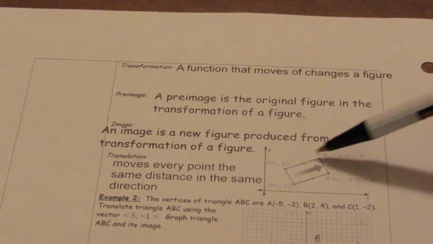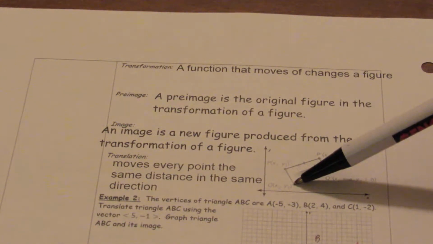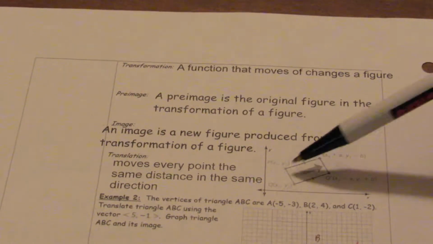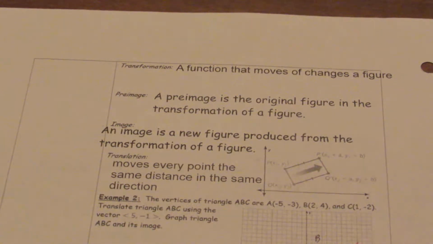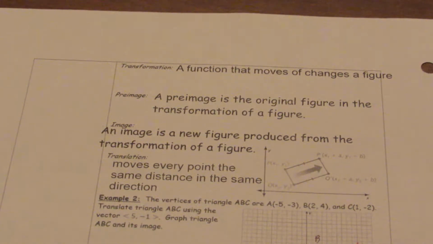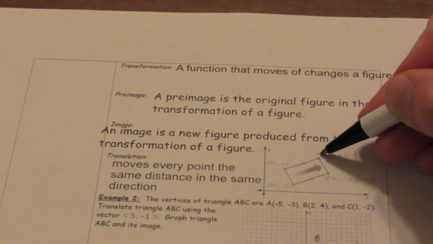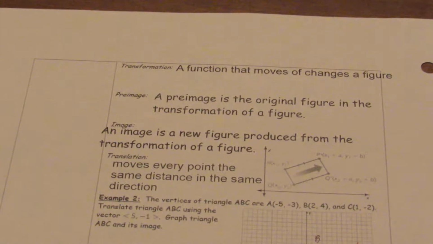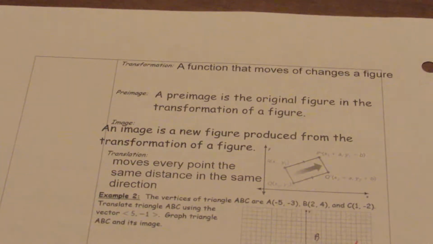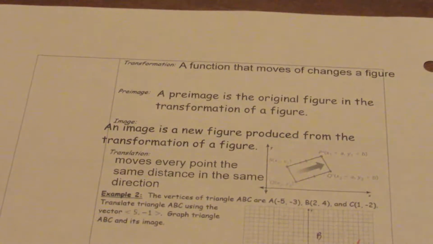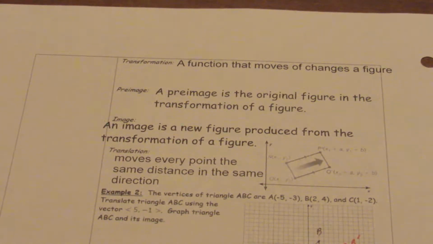So here, it's a little hard to see what they're doing. They have a line here, that's my pre-image. They move that along this vector here. So this is my image. And it's hard to see these. This is P, this is P prime, which I'll show a bit better on example 2 here, but that's how we label our pre-image and our image. And then a translation moves every point the same distance in the same direction.